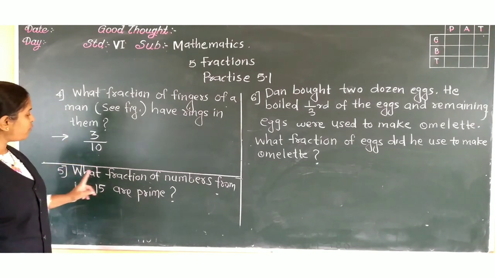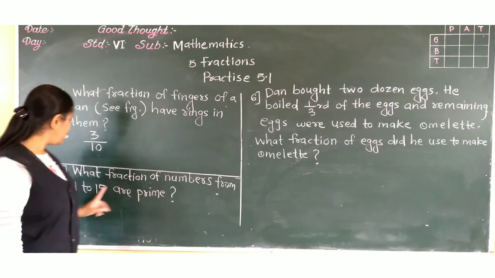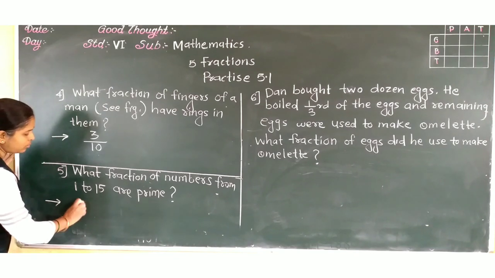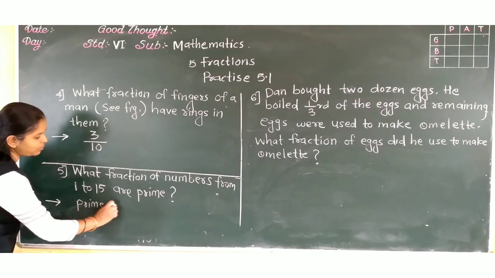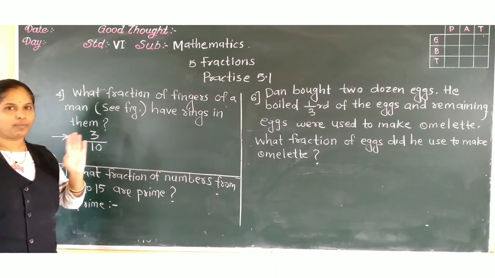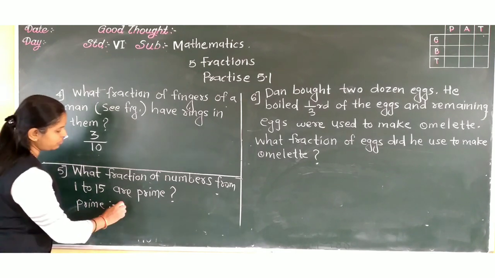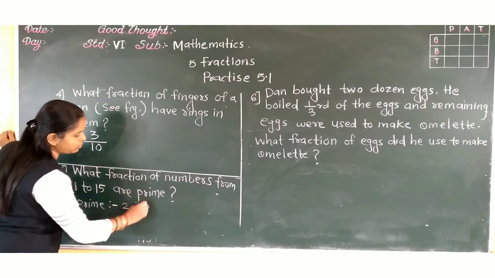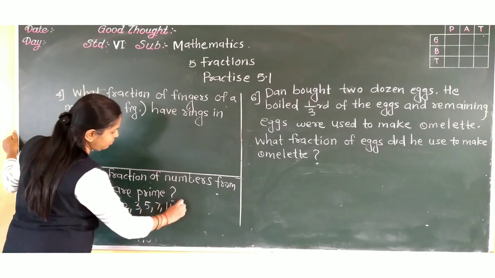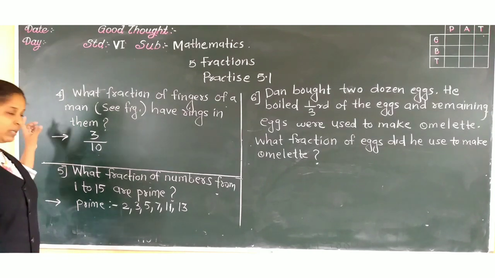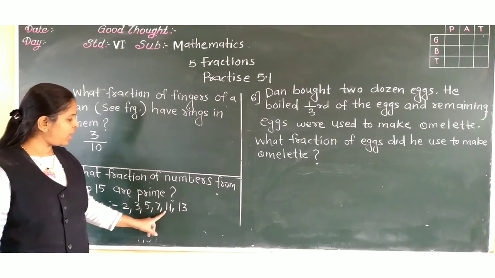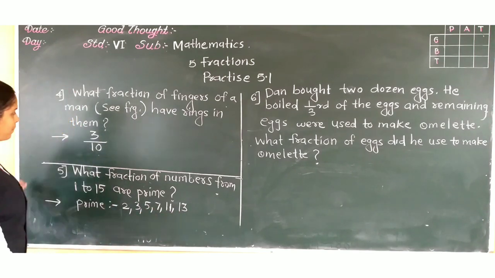Now next, what fraction of numbers from 1 to 15 are prime? Now see here, from 1 to 15 how many prime numbers are there? 1, can we count 1 as a prime number? No, because 1 is neither prime nor composite. So it will start from 2, 3, 5, 7, then 11 and 13. Between 1 to 15, how many are there? See, 1, 2, 3, 4, 5, 6. 6 numbers are prime numbers.